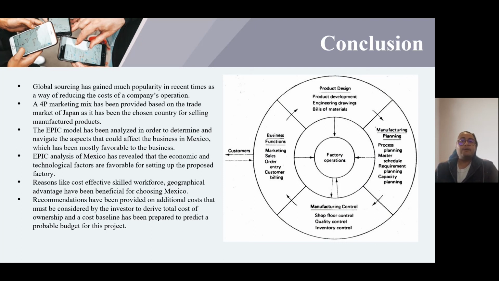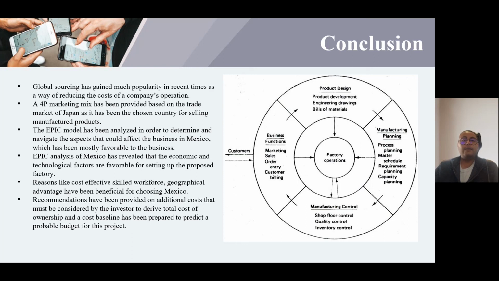We have explained the EPIC model and analyzed it in order to determine and navigate the aspects that could affect the business in Mexico. EPIC analysis in Mexico has revealed that economical, technological, and environmental factors are favorable to open a manufacturing unit and plant. It has a pool of 62 million labor force, which is a huge amount of skilled labor for a company. And 93% of Mexico is literate, so it can help in getting skilled labor, and also new technology. Mexico is also sharing free trade with 43 countries, which is a huge positive point for opening the manufacturing unit.